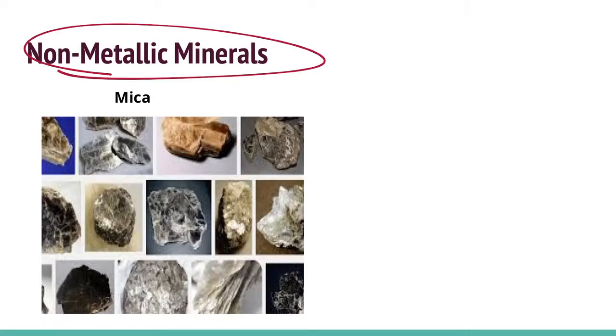Non-metallic minerals. These are the minerals which do not yield new products on melting. Example, iron, copper, bauxite, gold, tin, etc. Mica is one of the examples of non-metallic minerals. Mica is a mineral made up of a series of plates or leaves. It splits easily into thin sheets, and these sheets are so thin that 1,000 can be layered into a mica sheet of a few centimeters height.